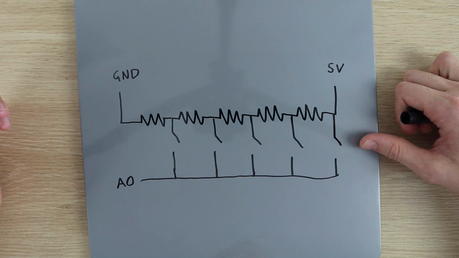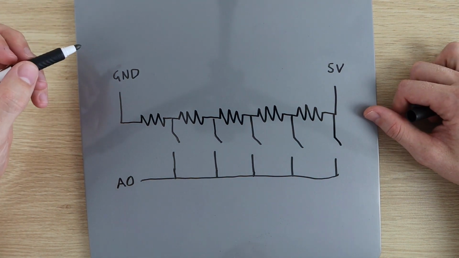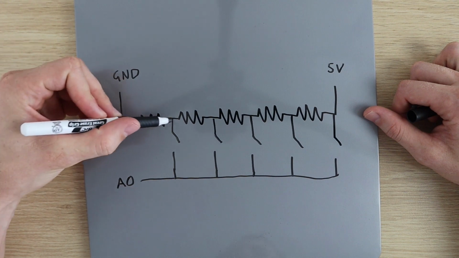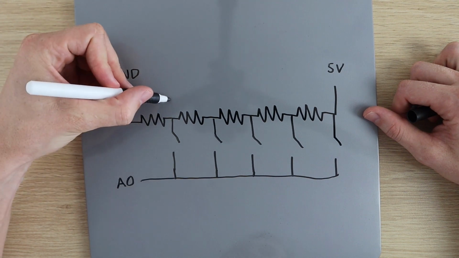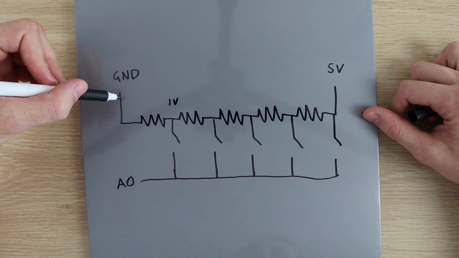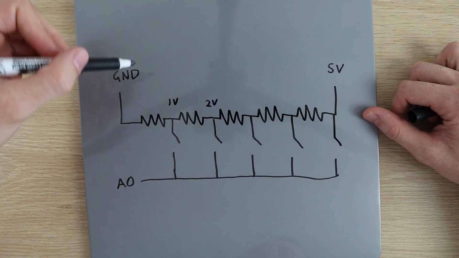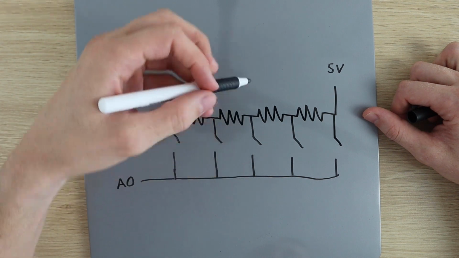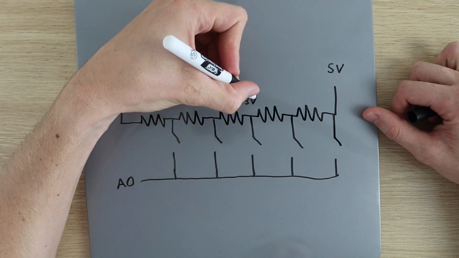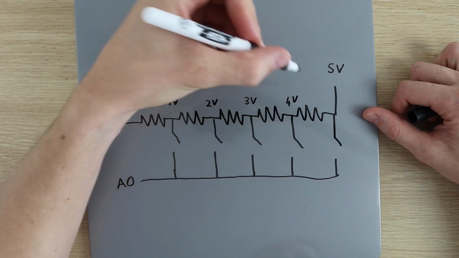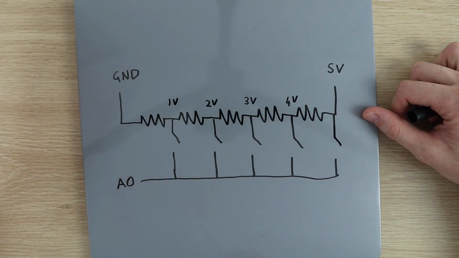Using this method, you can see that when the first push button is closed, your analog input is going to see the potential difference between ground and the other side of the first resistor. Because we're using the same value resistors, this will be roughly equal to 1 volt in this example. The second push button reads across the first two resistors, which will be roughly 2 volts, and so on. You can see that we now have an easy way to identify which of the 5 push buttons are being pushed using a single input.